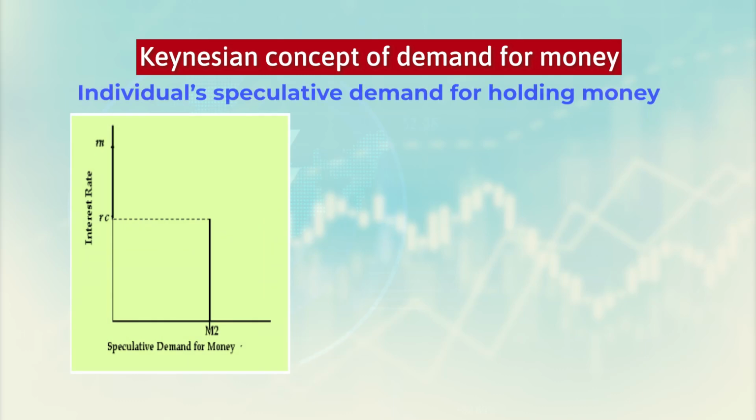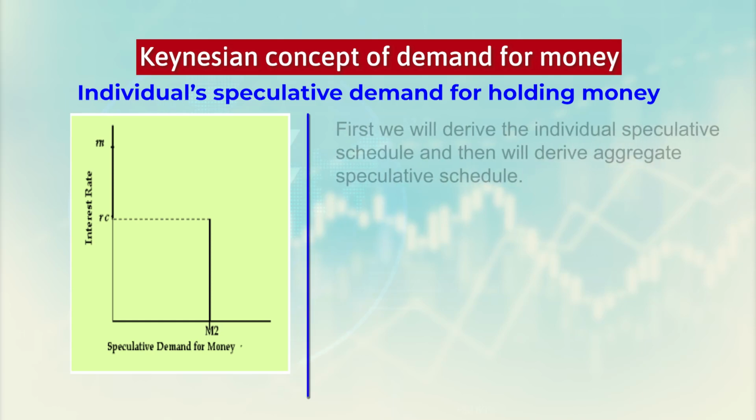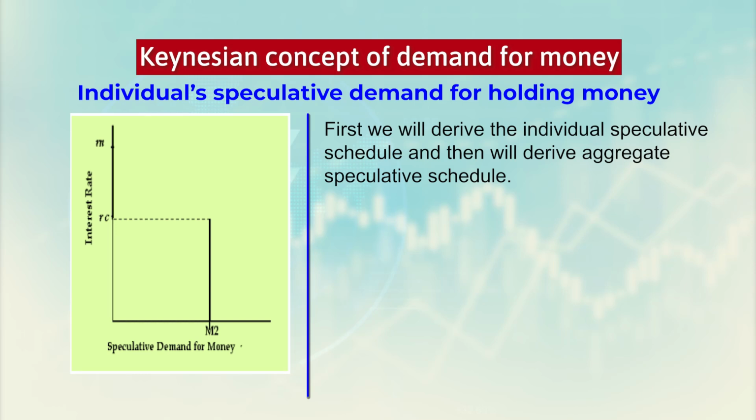Now, in this backdrop, I need to draw a very interesting curve. The economy consists of a large number of population, like me, like you, like a person X, person Y. So first of all, we'll look at the individual behavior or reaction depending on the rate of interest. And then if we sum them together, we can get the aggregate speculative demand for holding money for the economy as a whole.